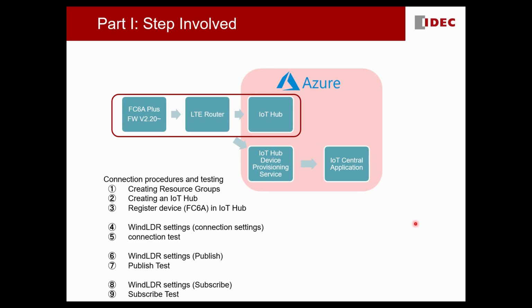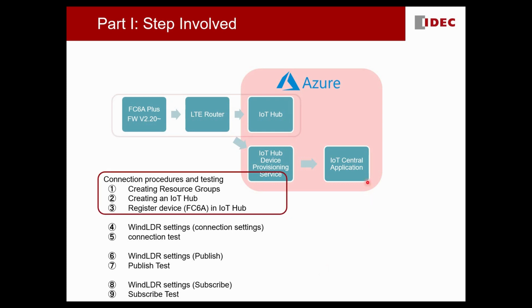Let's move into part 1 first. The steps involved here might sound familiar to you guys, that always involve configuration at a cloud service first, and then followed by the configuration in WinLDR, which is the programming software of the FC6A Plus. So let's start with the configuration in Microsoft Azure first. First step is to create the resource group.